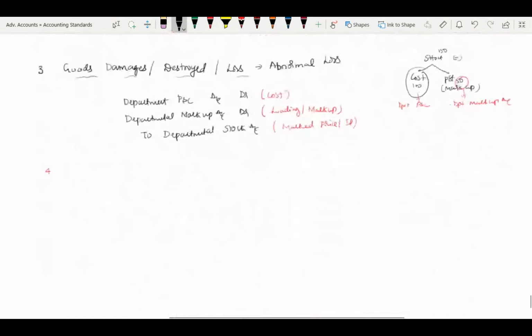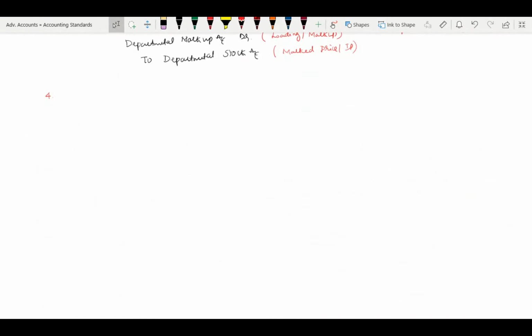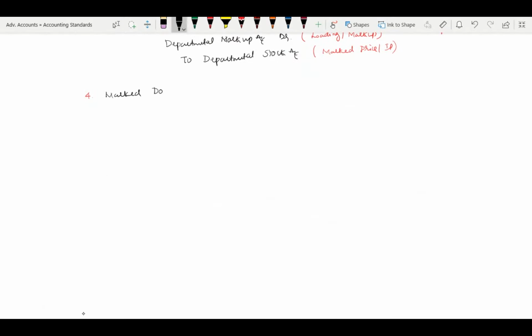Suppose in event number 4, it is a markdown during the year. So it is like, my dear friends, reducing the value while in season. For example, a clearance sale, a flat reduction in price.